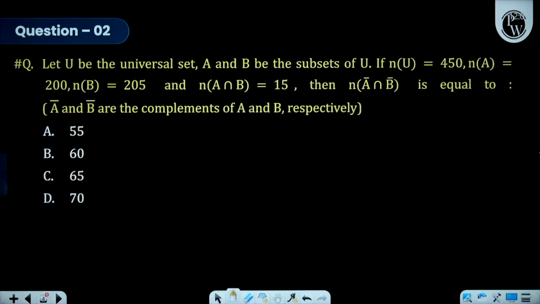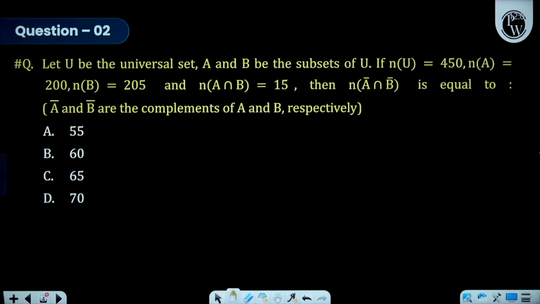Let us see the next problem, guys. This is the problem. Here it says let U be the universal set, A and B be the subsets of U. If n(U) is 450, n(A) is 200, n(B) is 205 and n(A ∩ B) is 15, then n(A complement ∩ B complement) is equal to what? Where A complement and B complement are the complements of A and B respectively. You can pause this video and take around 30 seconds to solve this.